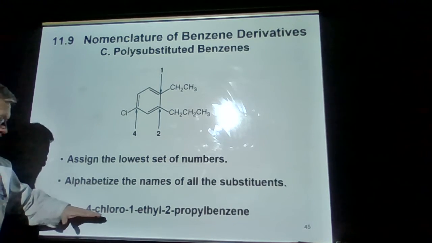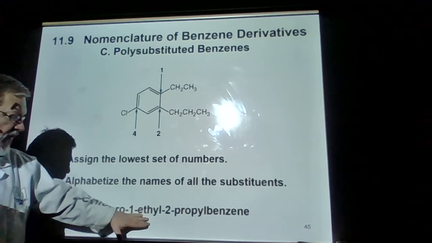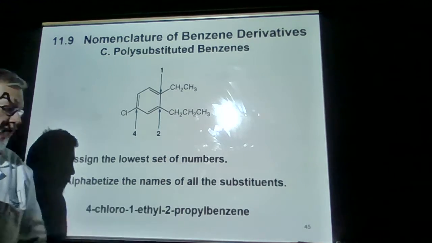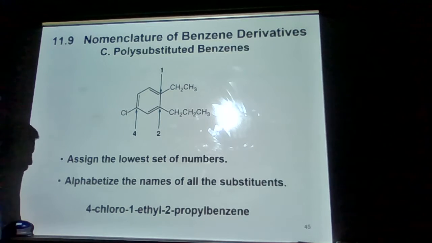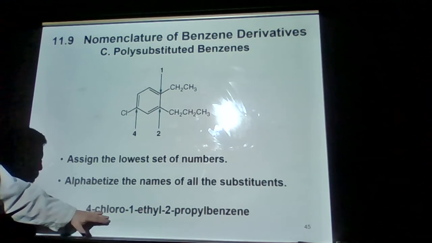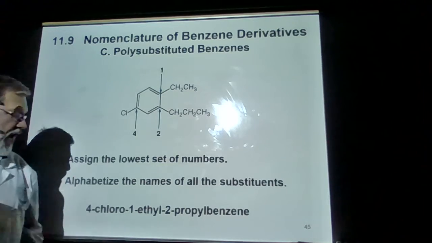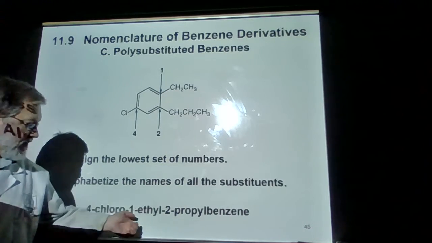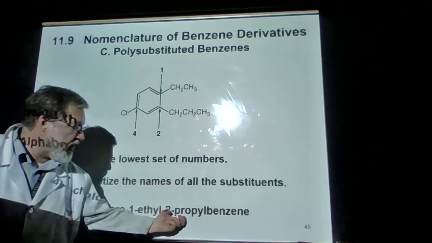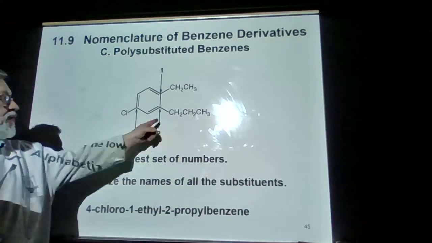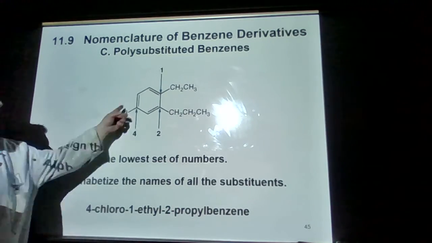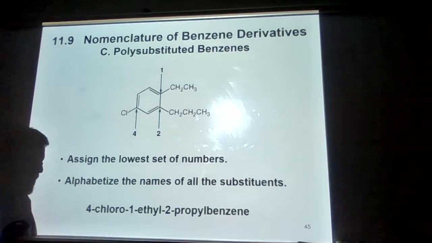So in this, 4-chloro-1-ethyl-2-propylbenzene. We have a chloro group at 4. At the 1 position, we have an ethyl group, a 2-carbon fragment. At the 2 position, immediately next to the 1, we have a 3-carbon propyl substituent. All of these are put onto a benzene ring.